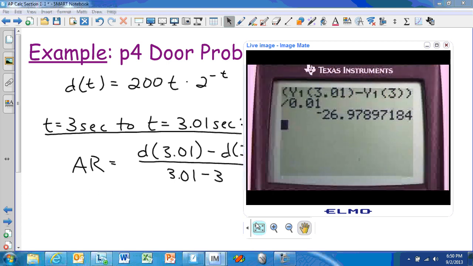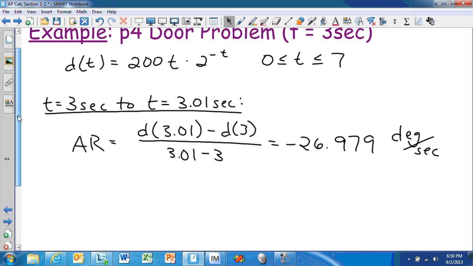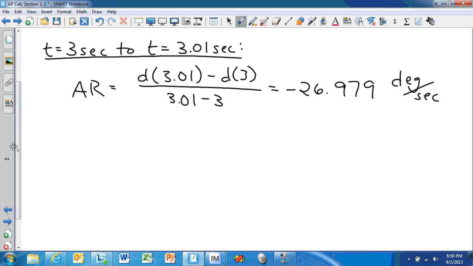We get negative 26.979. Again, you can put degrees per second as you go through this problem, or you can wait till the very end. It's fine to wait. Let's try an interval that's a little bit smaller. So let's go from t equals 3 seconds to t equals 3.001 seconds.